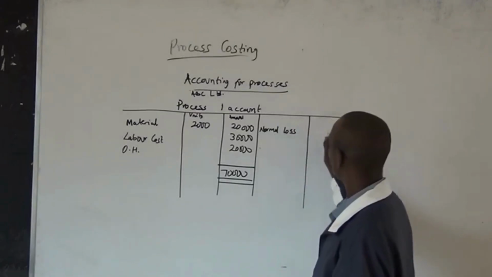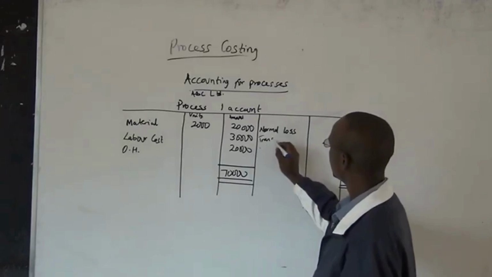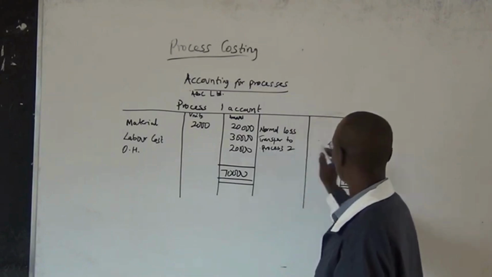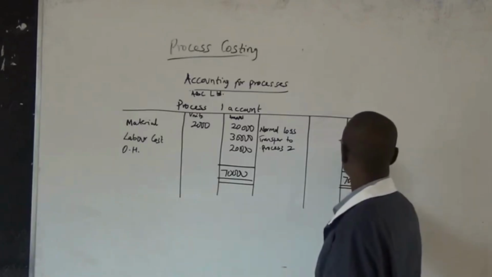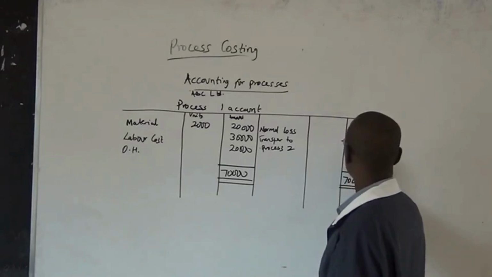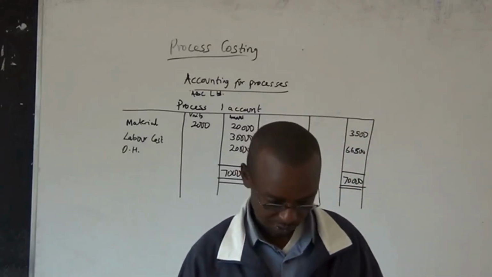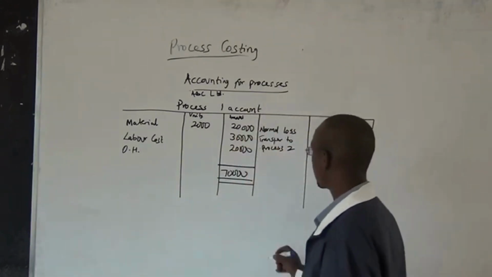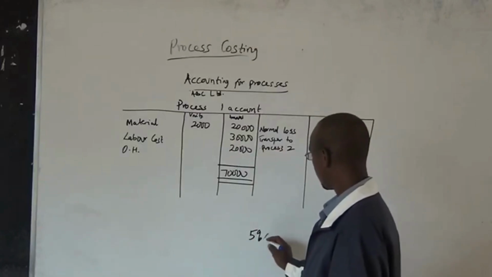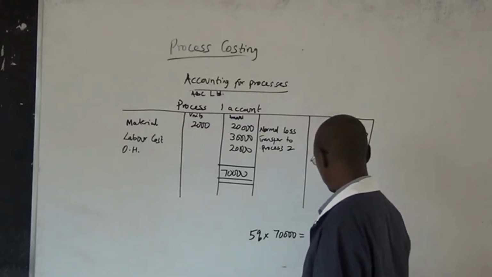How much has it come to? 3,500. So this is what we are going to transfer to process 2. How much? The balancing figure, 66,500. And then the normal loss in the process is 5%. Our normal loss is 5% of 70,000. You get 3,500, isn't it?